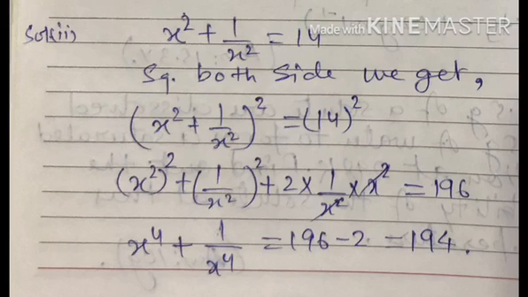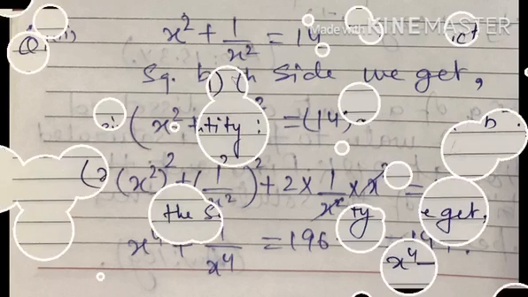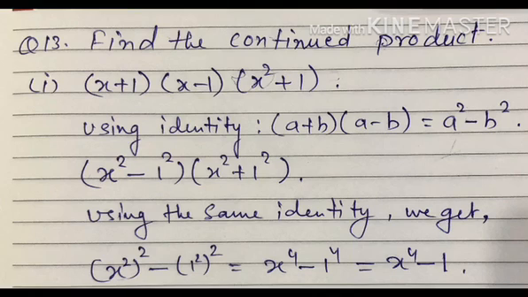Question number 12, you have to do on your own. Now question number 13, find the continued product. First question is (x plus 1)(x minus 1)(x square plus 1). Using the identity (a plus b)(a minus b) is equal to a square minus b square.